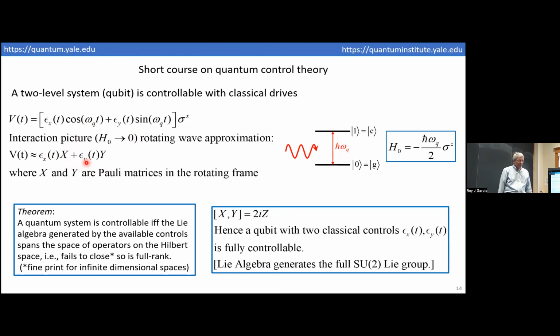Okay. So there's a nice theorem that if you have a set of controls like this, and that set of operators has a Lie algebra, and if the commutators of those generate the set of operators that's full rank, so they generate any unitary operation on your space, then you have complete quantum control.